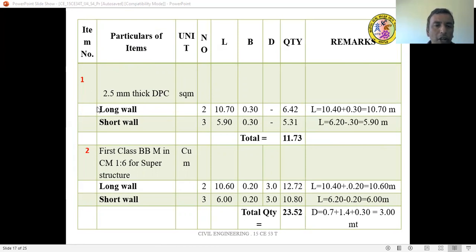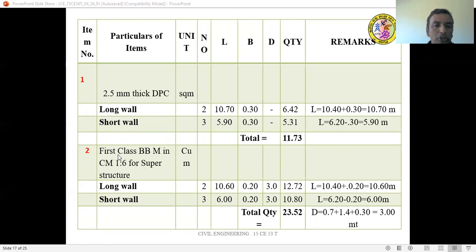First you have to find out the long wall quantity, number of long wall is equal to 2. This is the true length of the long wall, this is the width of the DPC, and this depth will be neglected because it is less than 10 centimeter. Then the quantity 6.42 is in square meter. Similarly, calculate the short wall quantity, which is equal to 5.31. Adding these two quantities, you will get 11.73 square meter.